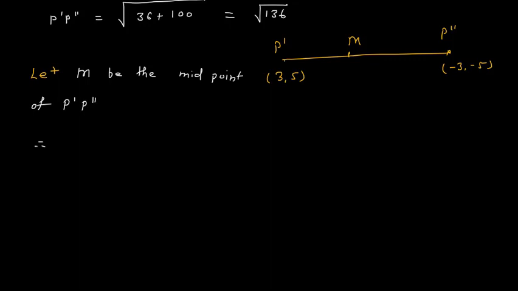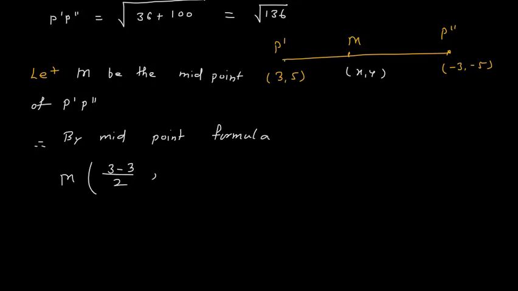Therefore, by the midpoint formula, the coordinates of this M will be ((3 minus 3) divided by 2, (5 minus 5) divided by 2). So this will give you (0, 0). Therefore, the coordinate of the midpoint of P dash P double dash is (0, 0).